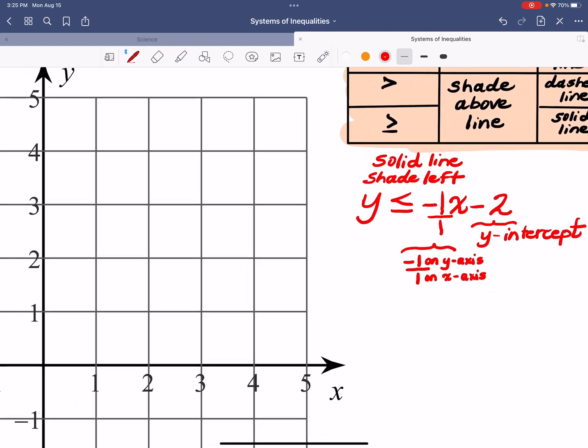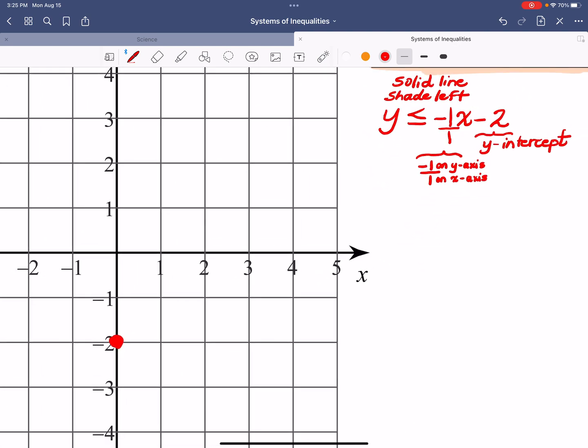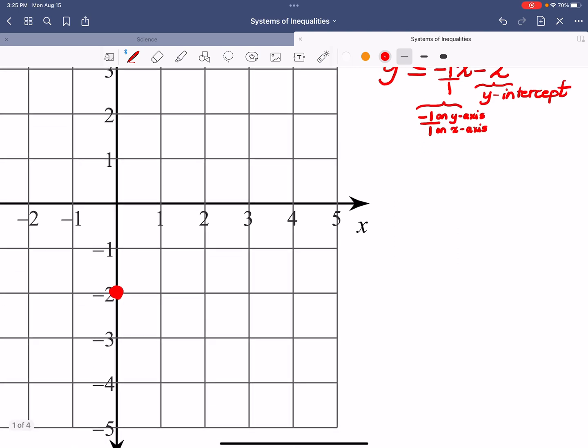So when I come back over here, this is telling me to move negative 1 on the y-axis. That's going to be down 1, and over 1 on the x-axis, negative 1, 1. It's just a coordinate in reverse. So I'm going to put a dot here. And then from there I could do it again. I could move down on the y and over on the x, and there would be another point.